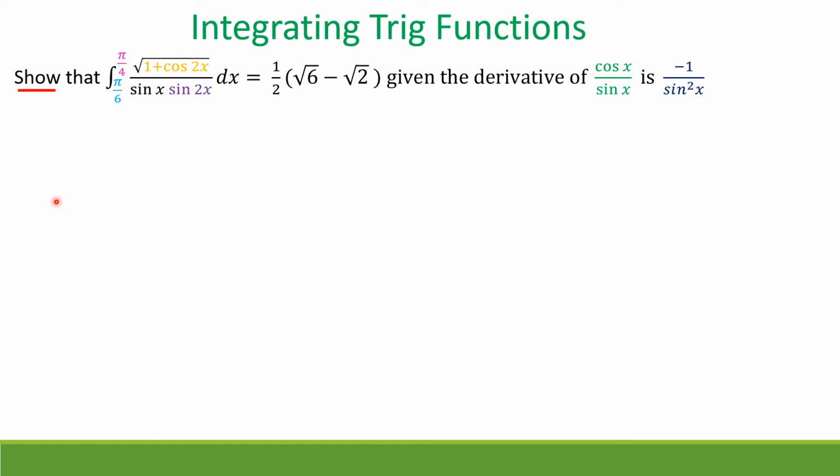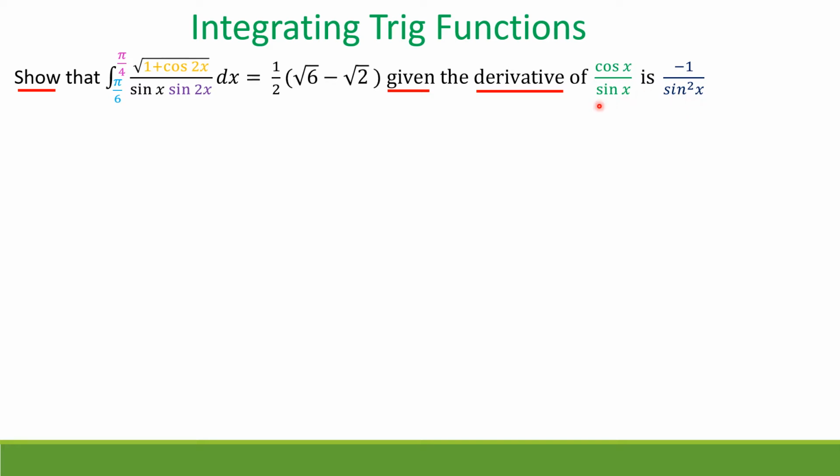over sine squared x. Now, if we look at the keywords in the question, we've got "show", we've got "given that the derivative is this over here". So the derivative of cos x over sine x is equal to -1 over sine squared x. That means if I differentiate cos x divided by sine x, I get -1 over sine squared x. So if I integrate this function here, I will end up with cos x over sine x.